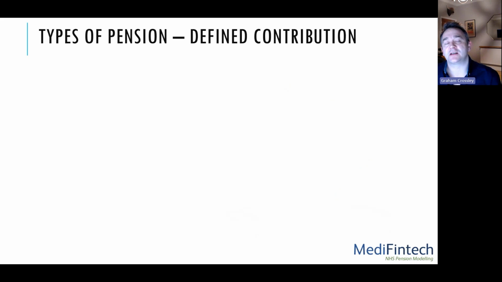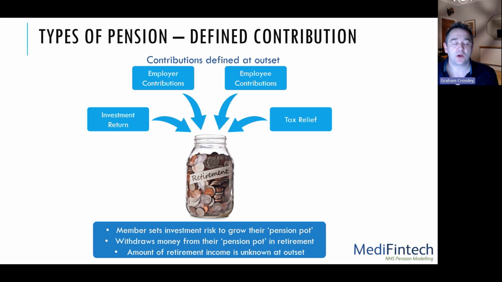So there are two main types of pension schemes. There's a defined contribution pension scheme, whereby your contributions are defined at the outset. So you put money in, your employer puts money in, and then with a combination of investment return and tax relief, you hope that that pot will grow and grow and grow, depending on what your attitude to risk is.